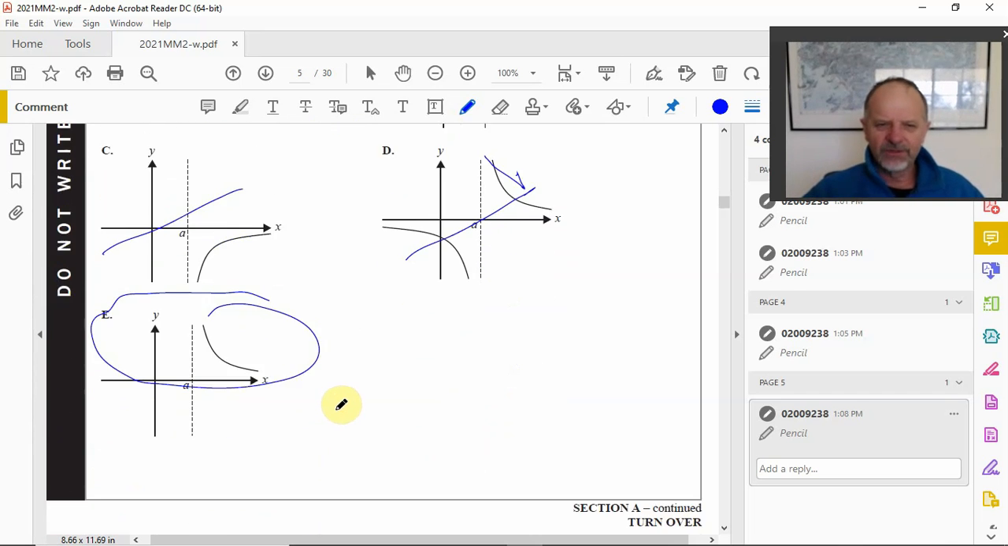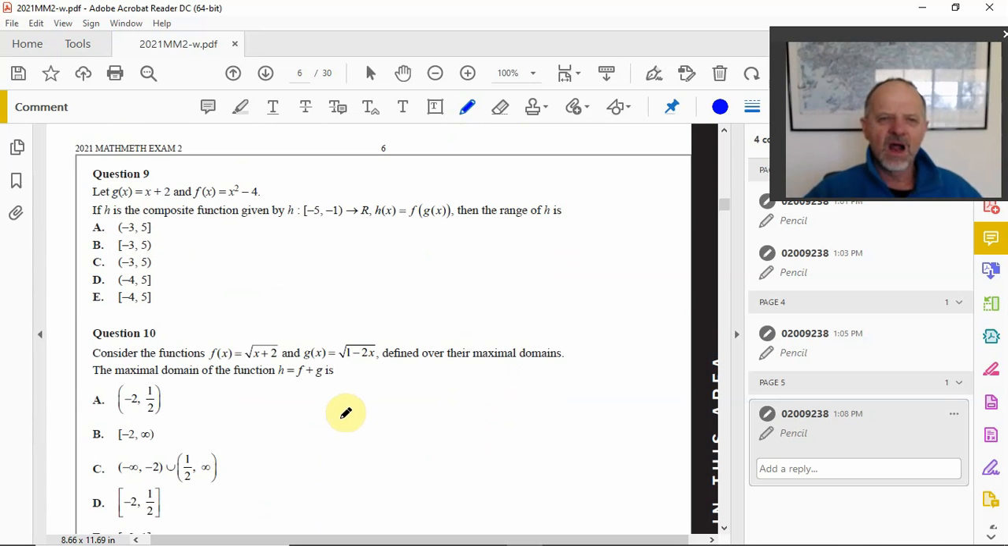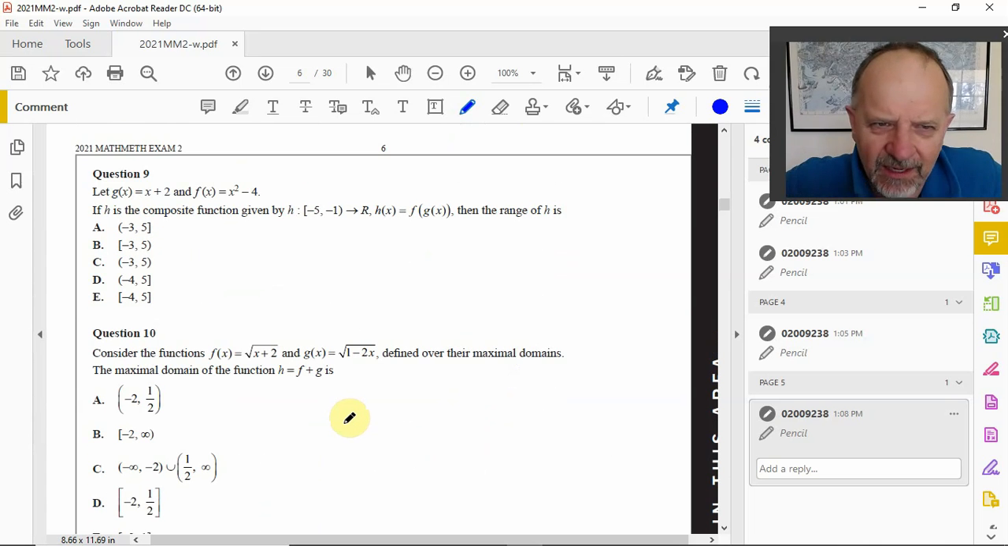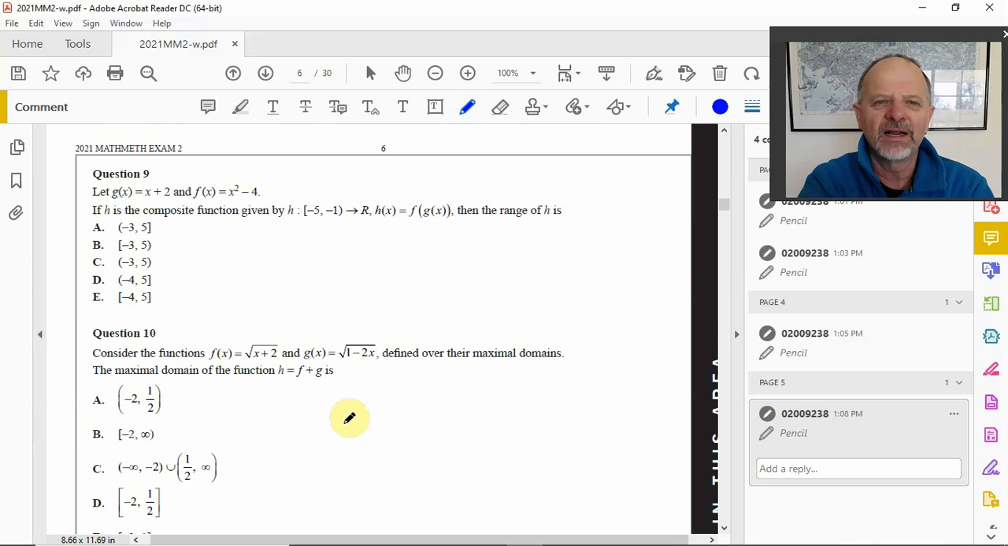Okay, number 9. Number 9, let g be x plus 2 and f be x squared minus 4. So we've got a composite function h, and h is f of g of x. Then the range of h is.